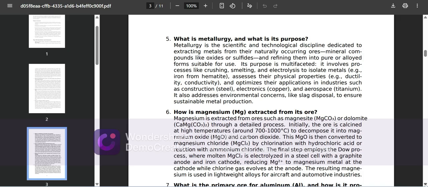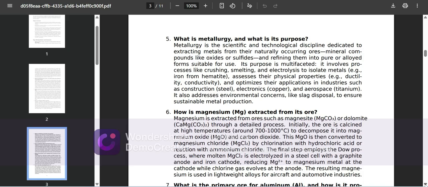What is metallurgy and what is its purpose? Metallurgy is the scientific and technological discipline dedicated to extracting metals from their naturally occurring ores, mineral compounds like oxides or sulfides, and refining them into pure or alloyed forms suitable for use. Its purpose is multifaceted.